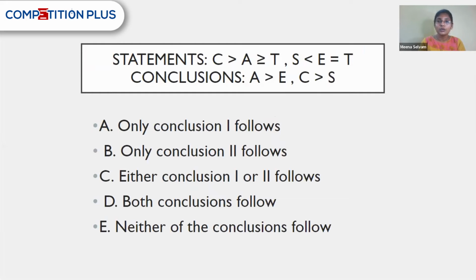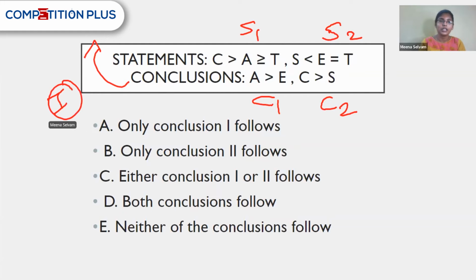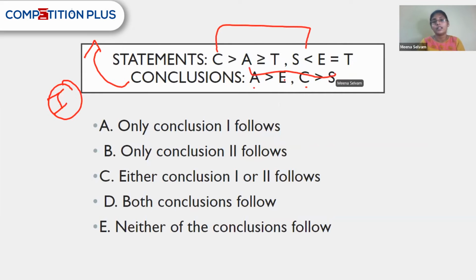As I said earlier, two statements are given here and two conclusions are given here. Our first step is to start from the conclusion. Okay, so that conclusion is a key lead for us. We have to start from your conclusion. Now look at your conclusion and statement. A greater than E and C greater than S. So the letters combined here are in different statements. A is in statement 1, E is in statement 2, and C is in statement 1, S is in statement 2. How do I compare it, ma'am, when both the elements are not in the same statement?